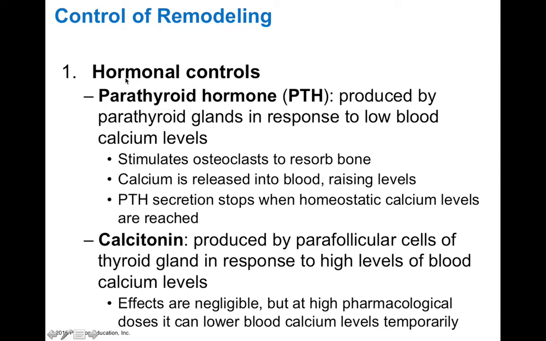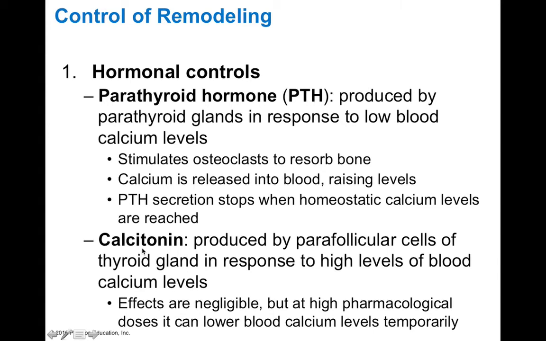Parathyroid hormone is produced by the parathyroid glands just behind your thyroid gland in your neck, and parathyroid hormone, or PTH, stimulates osteoclasts to resorb bone, or break it down. Therefore, calcium is released into blood, and it raises your blood calcium levels. Once your blood calcium levels are within normal limits, parathyroid hormone secretion stops, which is why it's a negative feedback loop. Calcitonin is the opposite.